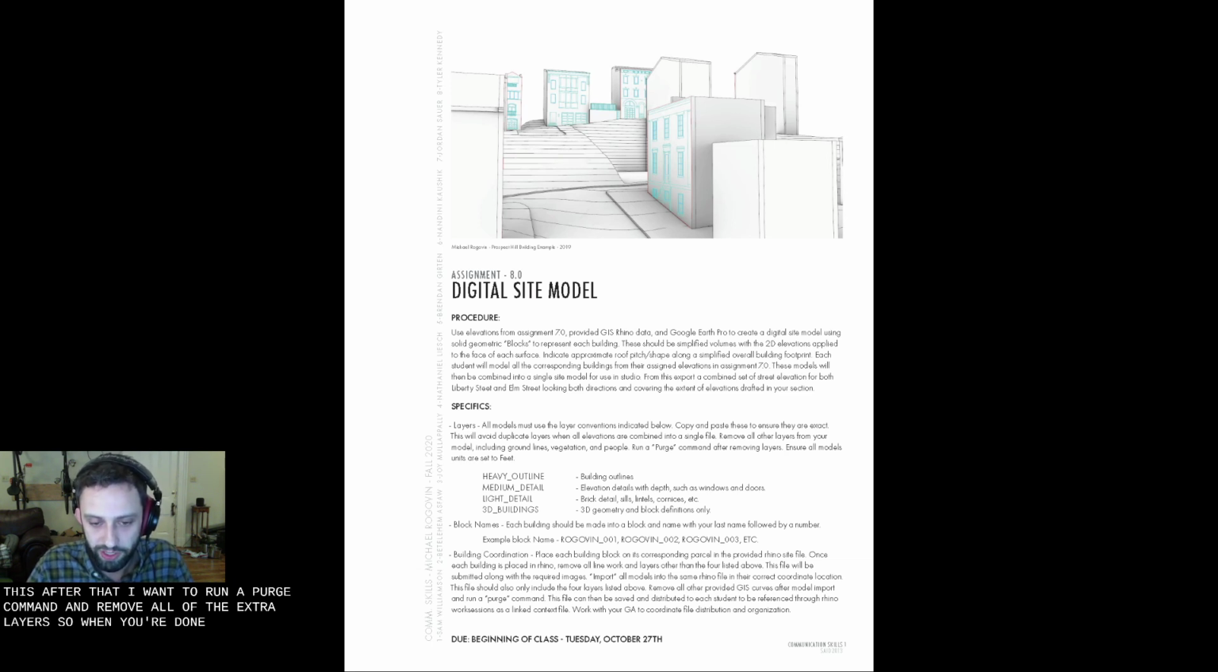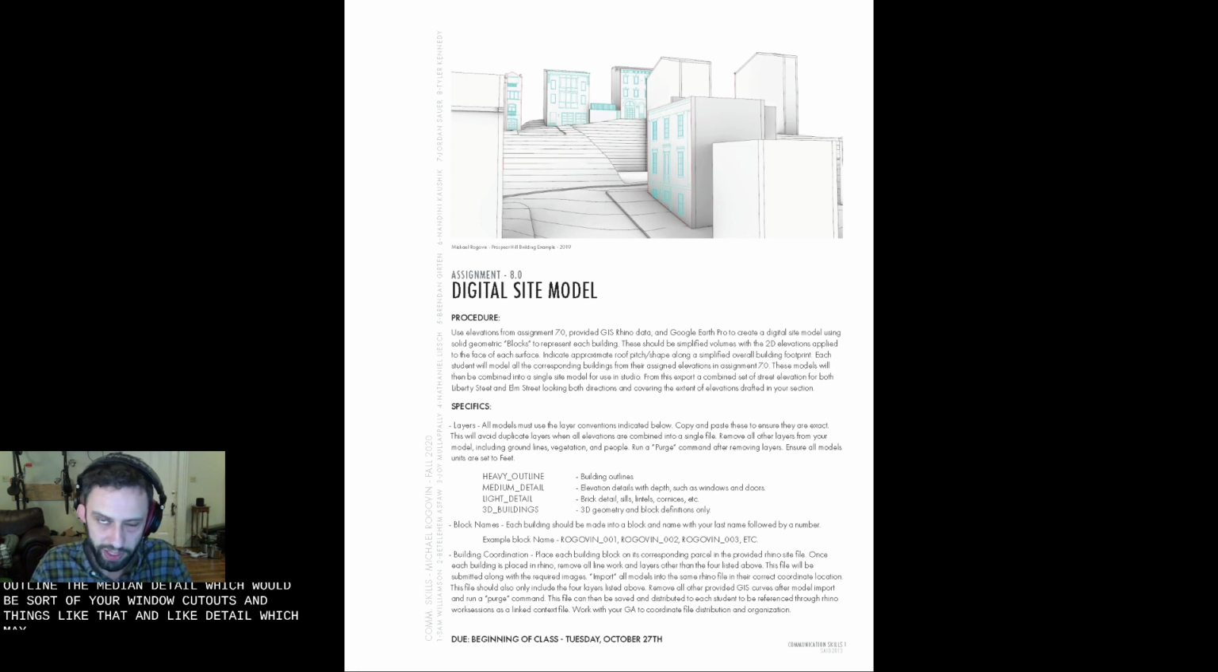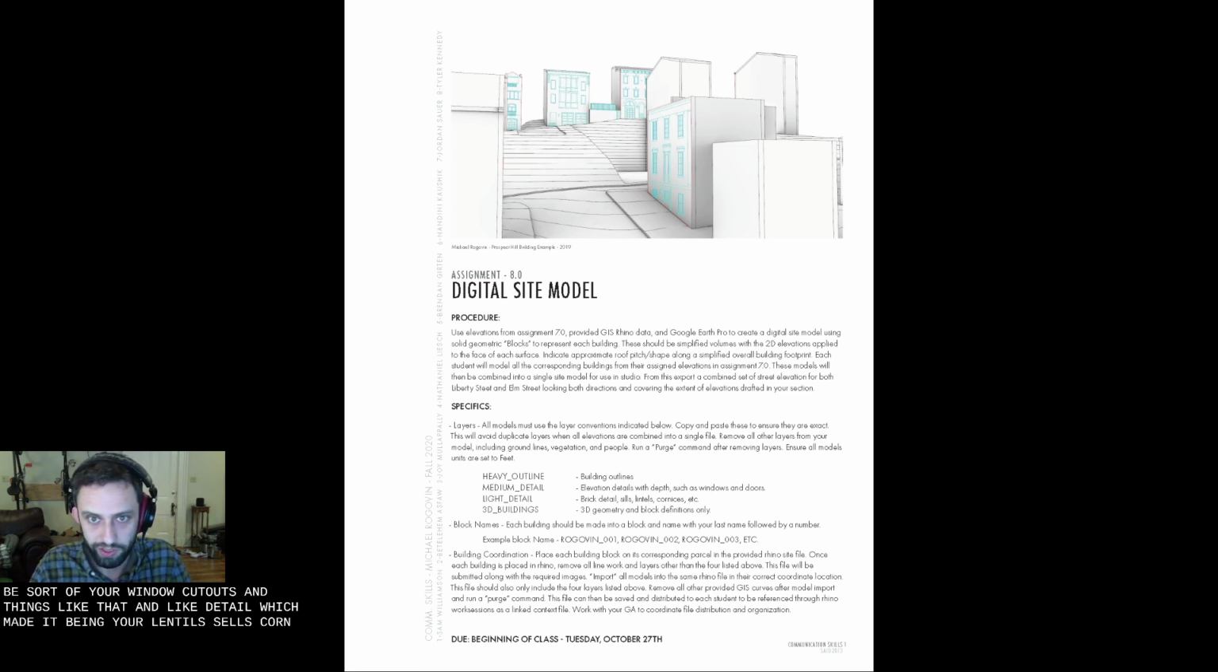When you're drafting, you might have included, say, vegetation, neighboring trees, street trees, a ground line, whatever it may have been. All of that stuff we want to remove. So really, we're only focused on the heavy outline, the medium detail, which will be your window cutouts and things like that, and the light detail, which may have been your lintels, sills, cornices, columns, whatever it may be. And then the final one will be our 3D buildings, which will just be the 3-dimensional geometry that we create. And again, our focus is going to be simplified, solid objects that represent, broadly speaking, what the building is based on the best measurements that we can get from the information that we have.